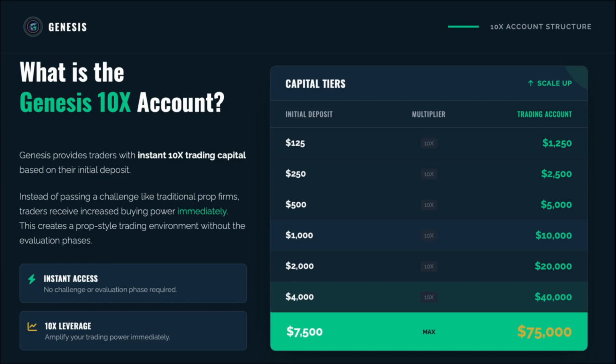Genesis uses what's called a 10X structure. That means your deposit gives you access to a larger trading account size. So, for example, a $125 deposit creates access to around a $1,250 trading account. A $250 deposit becomes around $2,500.